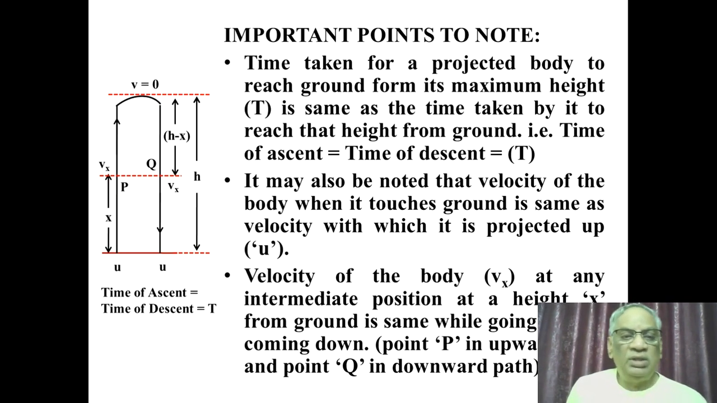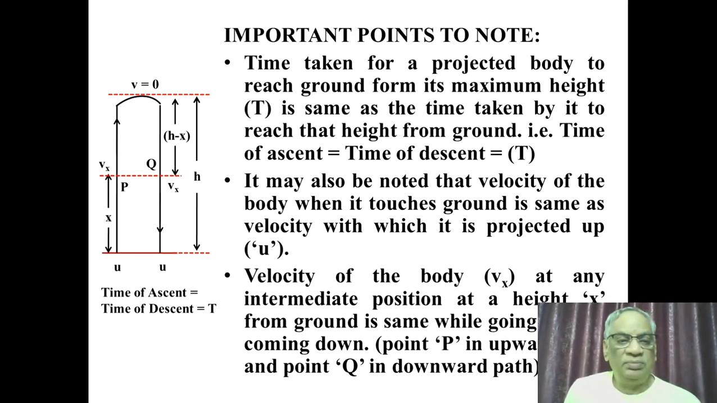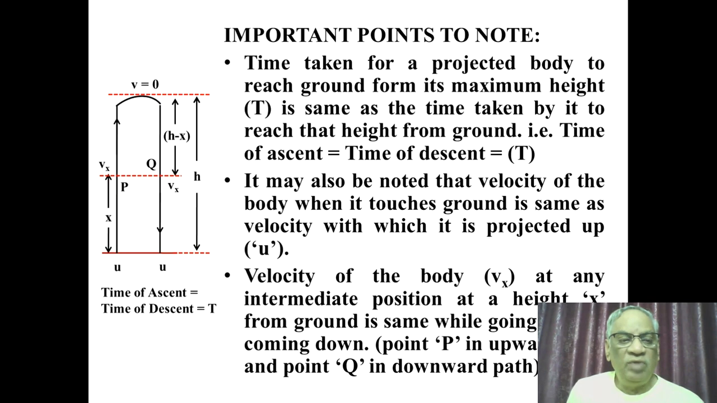Few important points you can remember while dealing with the vertical body motions. The body is taking some time to rise to a certain height and then some time to come back to the ground. It may be noted that the time of ascent, that is time taken for the body to go from ground to maximum height, is same as time of descent, that is the time taken for the body for dropping down to ground from the maximum height. So time of ascent is equal to time of descent.